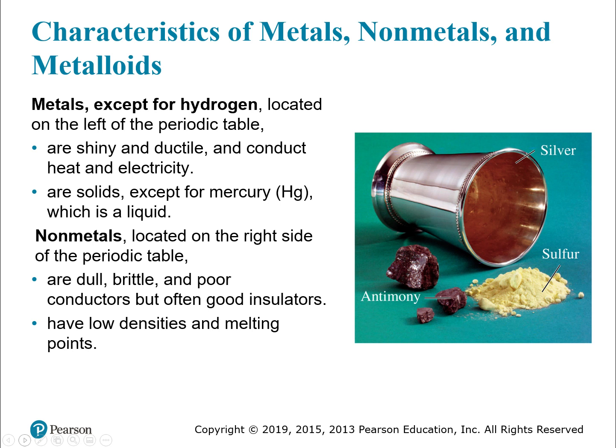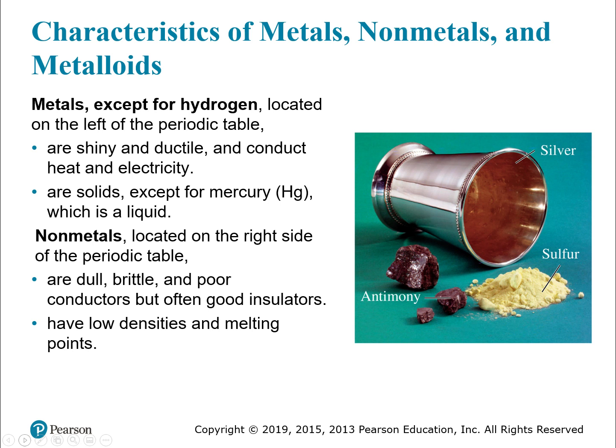There is an exception. Mercury is a liquid at room temperature. Mercury is kind of weird. It's also something you don't want to touch. Thermometers used to have mercury in them. They don't anymore. They usually have alcohol in them now. But that aside, metals are usually solid. So you're responsible to know all of the characteristics of metals. And these are general, so there are going to be some exceptions here and there.